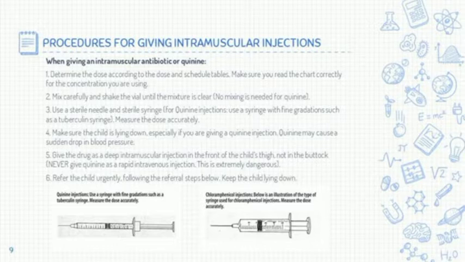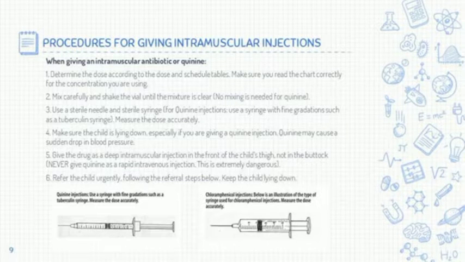drop in blood pressure. Give the drug as a deep intramuscular injection in the front of the child's thigh, not in the buttock, because we are trying to not hit the sciatic nerve found in that part, which can lead to an injury of that nerve. Never give quinine as a rapid intravenous injection. This is extremely dangerous because of its very rapid action.